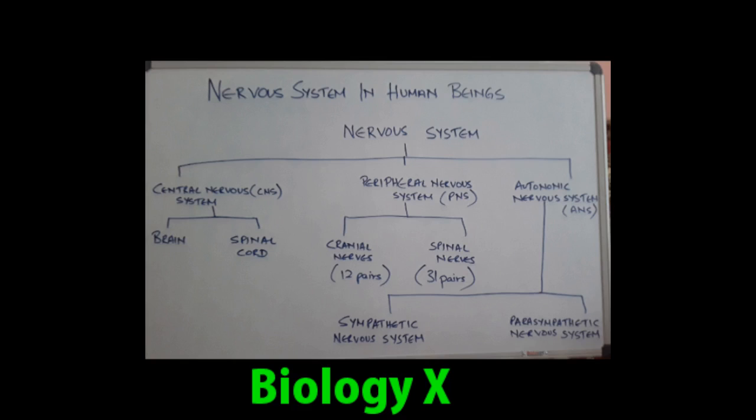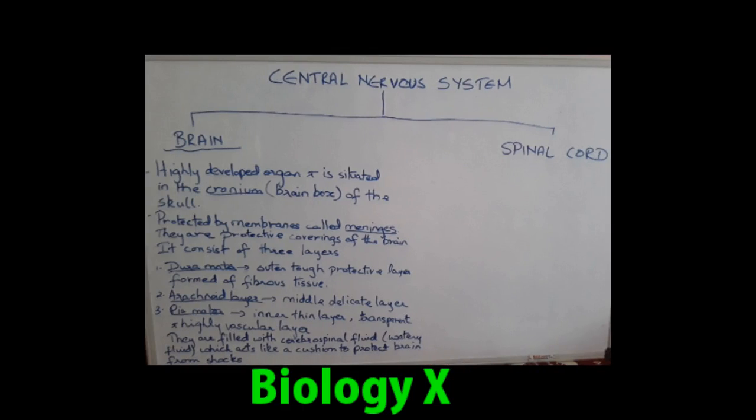Today, I'm going to focus only on the central nervous system. Under this, there are two main parts of your body: the brain and the spinal cord. First, let's focus on the brain. It is a highly developed organ. It is situated in the brain box, which is known as the cranium of the skull.